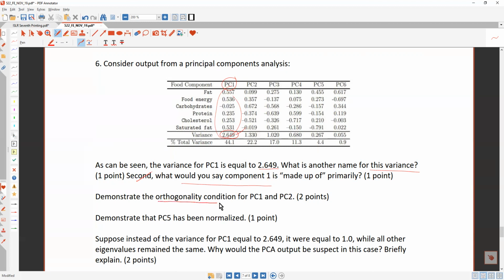Demonstrate the orthogonality condition for PC1, PC2. Now you can do that by hand if you like, or you can do it in R, but that's not like an R question.